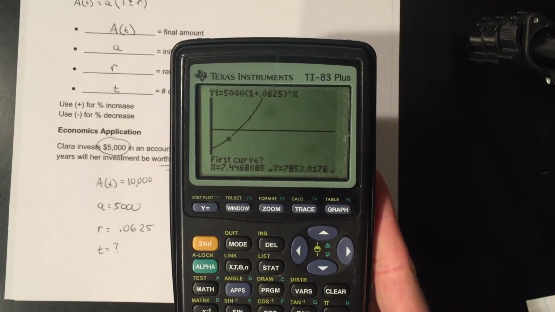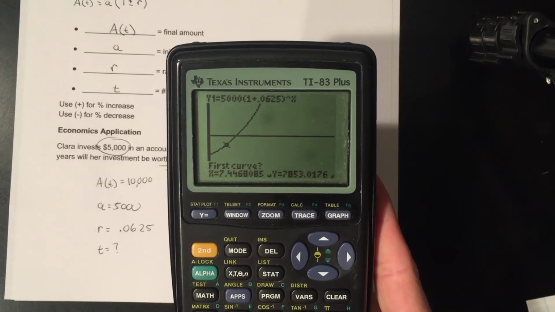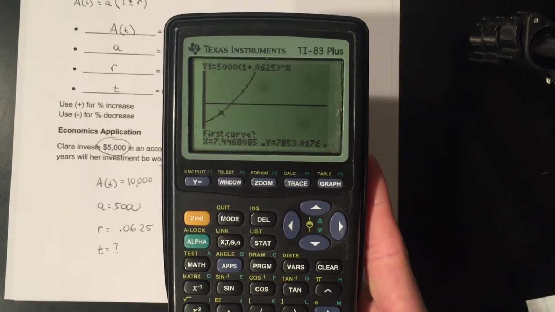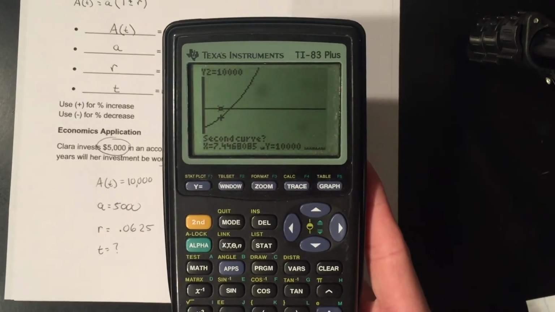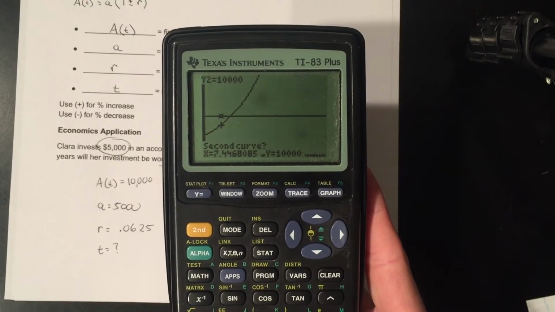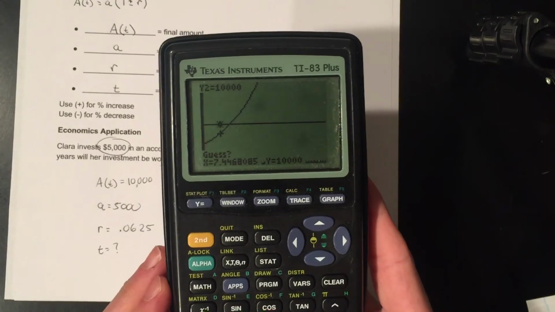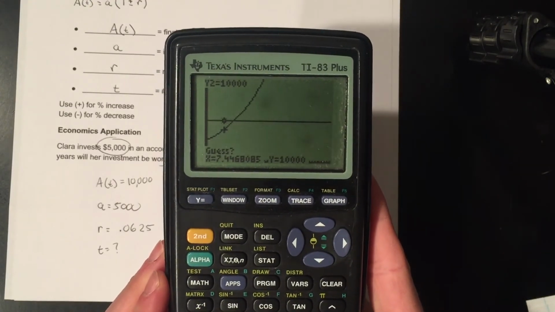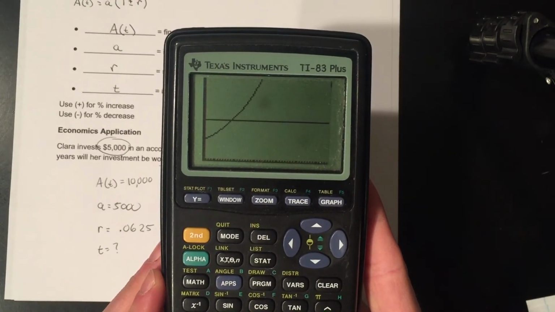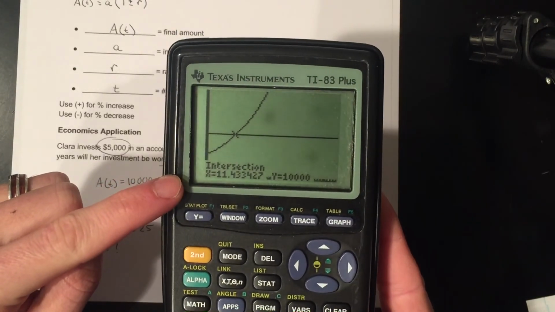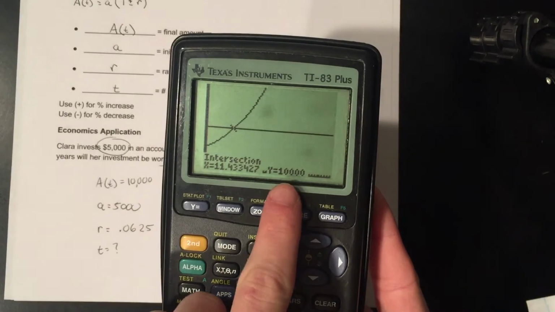It's basically asking you to identify what is the first line that you want to consider for intersection. So we're going to hit enter, and it's going to jump to the second line. It says second curve. We're going to enter one more time. Then the prompt says guess. It's going to guess now where these two lines meet. They meet at exactly 11.433. See the y value is 10,000.